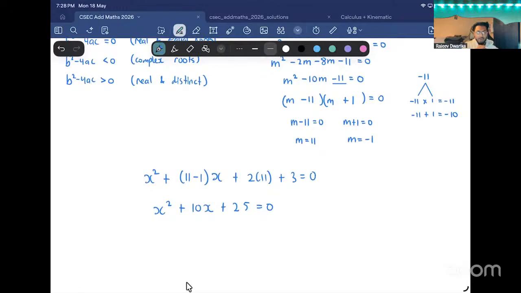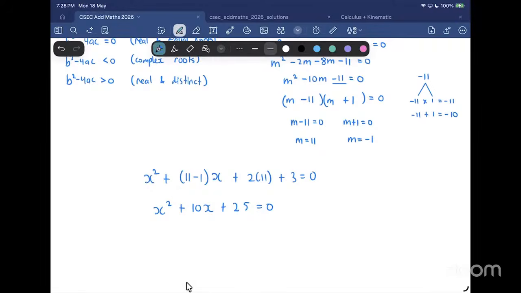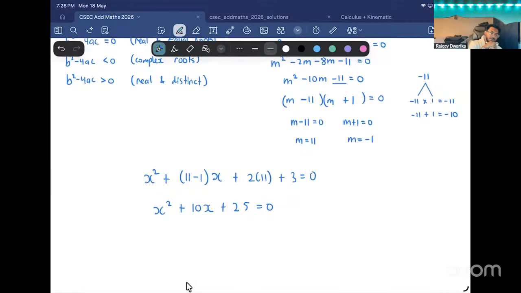And you should see that this is a perfect square. That's x plus 5 squared. You see it or not? You see that is a perfect square, right? I wonder if you see that as a perfect square.